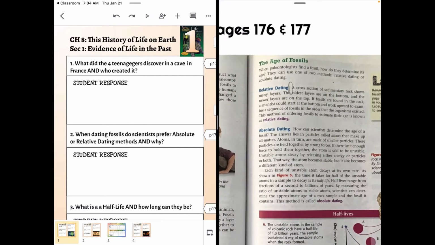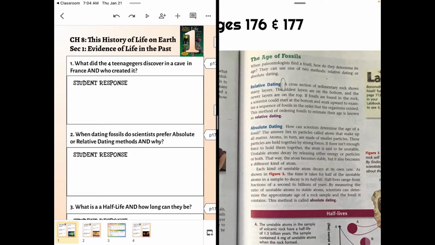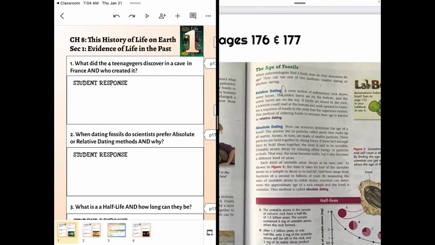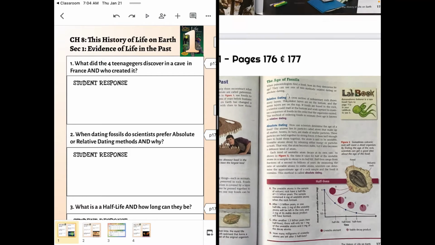So the book doesn't tell you. You have to guess which thing the scientists prefer. Do they prefer the quick, easy way of putting things in order without knowing any numbers, or the harder, longer version of putting things in order with their ages and their numbers?